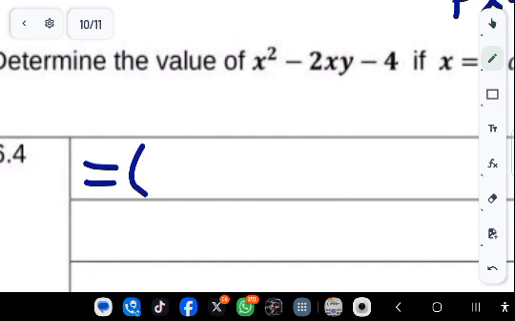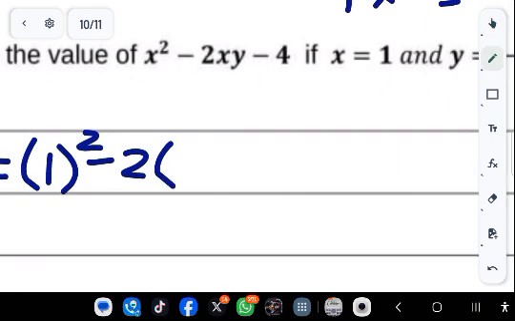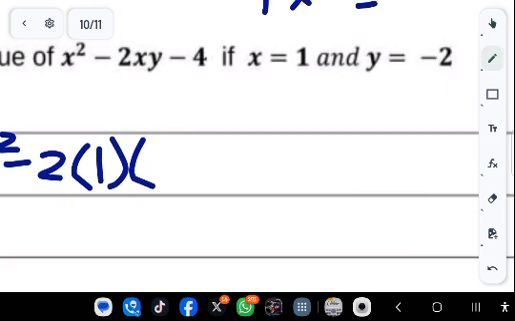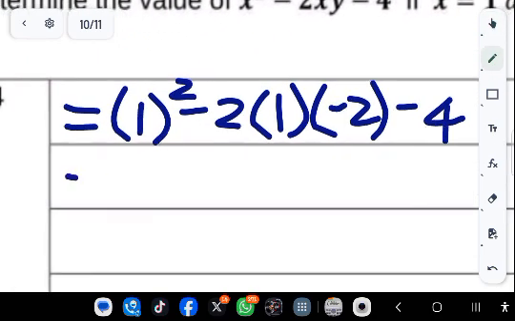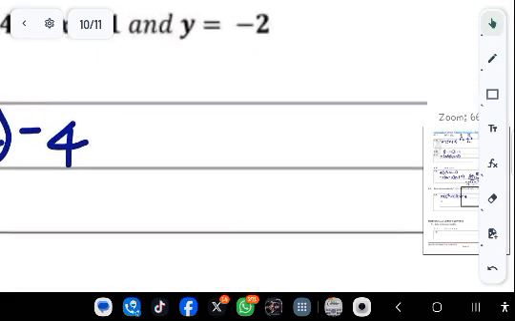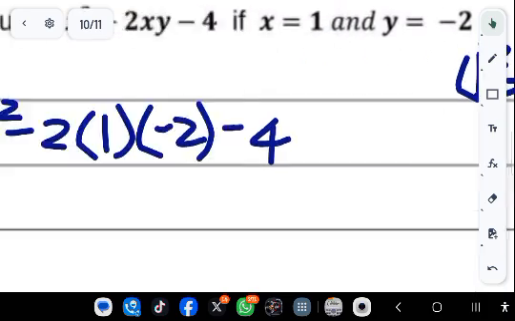So that's exactly what we do. So that will be 1 all squared minus 2 in bracket, x is 1 and then y is negative 2 there, and then minus 4. And now we simplify by multiplying out. 1 squared is 1 times 1, and that gives us 1.